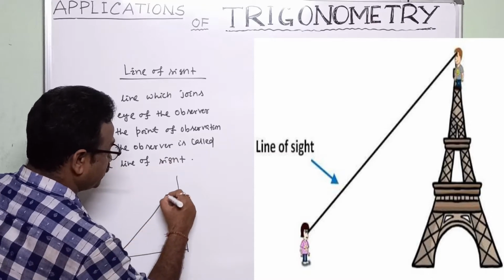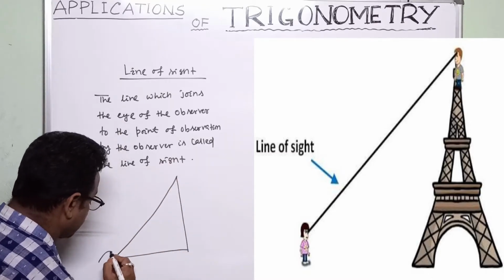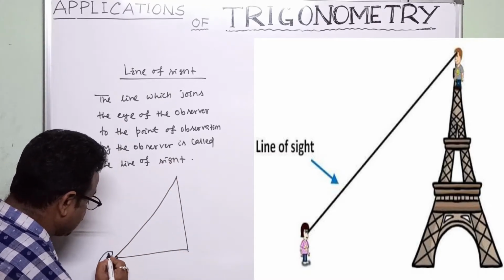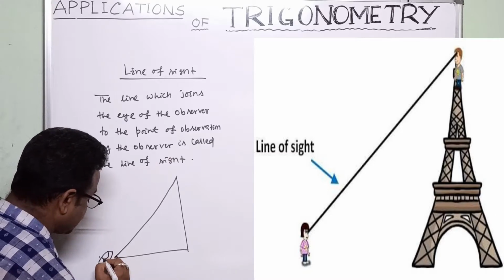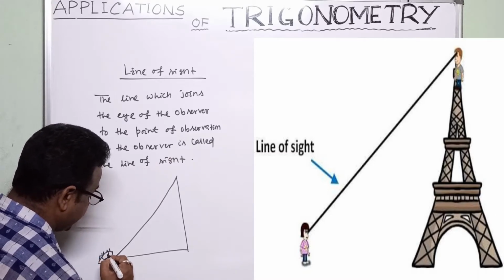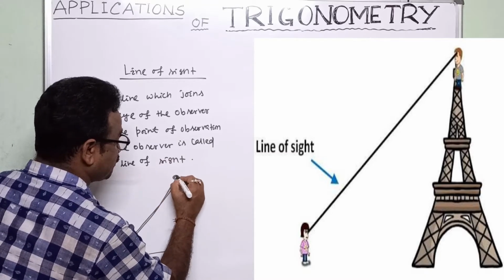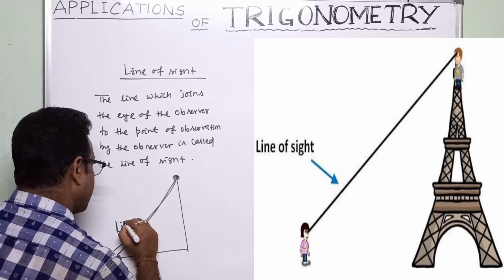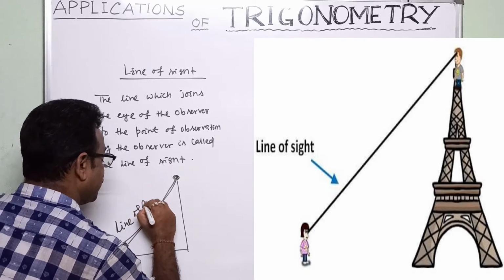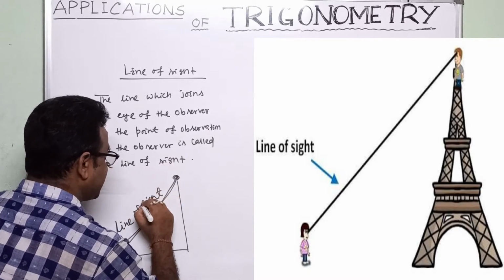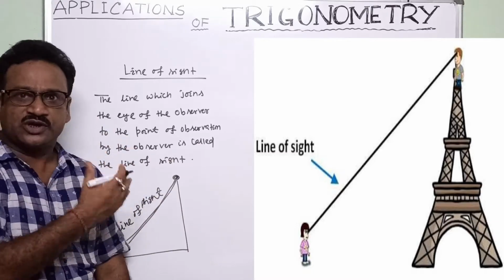Now you are looking, and suppose this is your eye position. Now you are looking in this direction up to this point. So this is your line of sight.